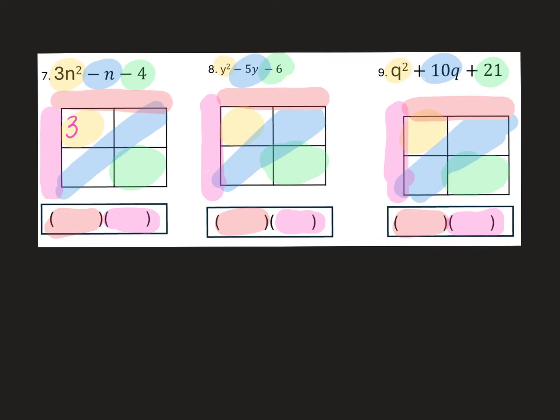Remember, I can fill in this. You're going to put 3n squared here, negative 4 here. You're going to put y squared here, negative 6 here. You're going to put q squared here and 21 here. See if you can figure out the answers that go in these boxes.